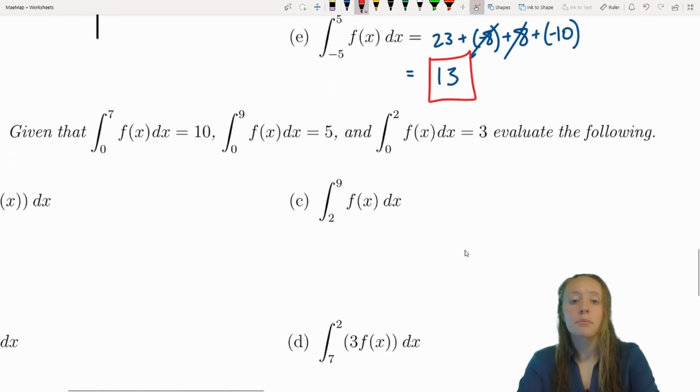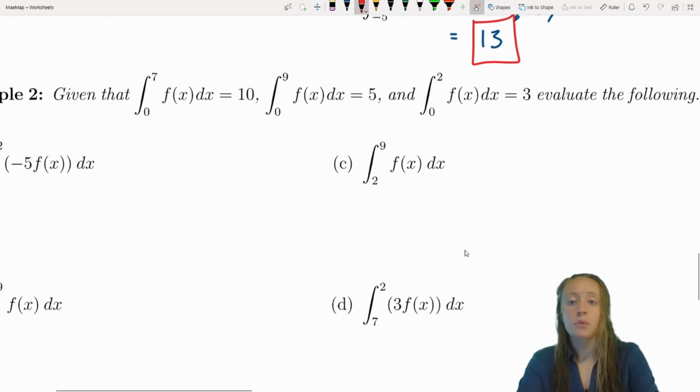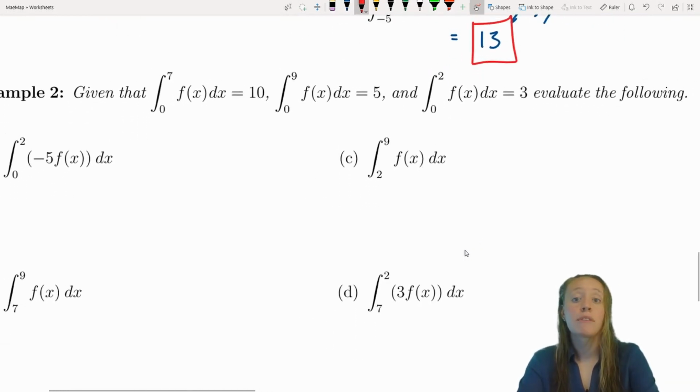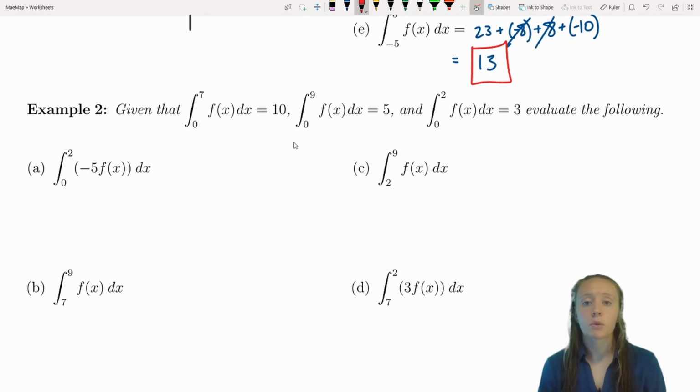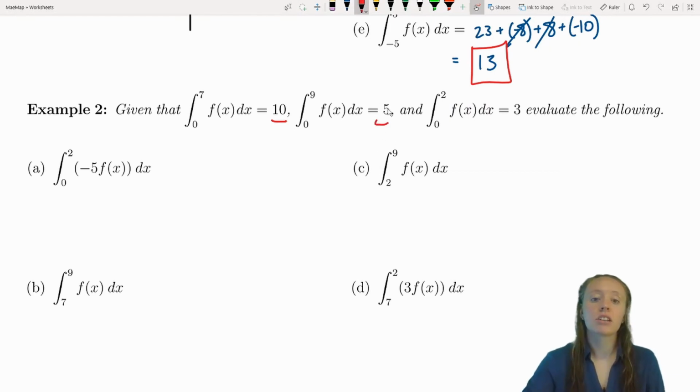Now for our last example on this worksheet, as opposed to having a picture, I'm just going to give you values. Integrating f of x from 0 to 7, we get a value of 10. Integrating f of x from 0 to 9, we get a value of 5. And integrating f of x from bounds 0 to 2, we get a 3.